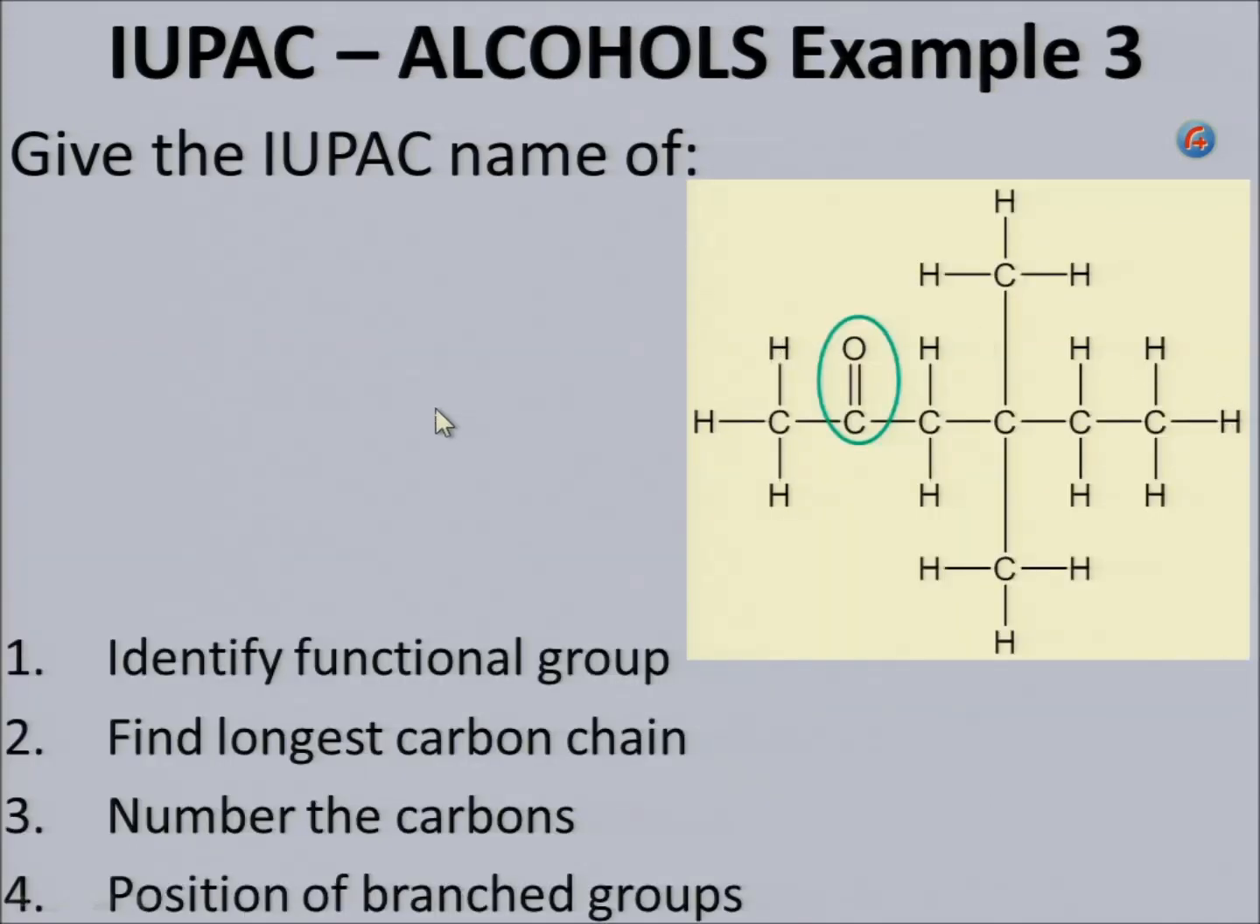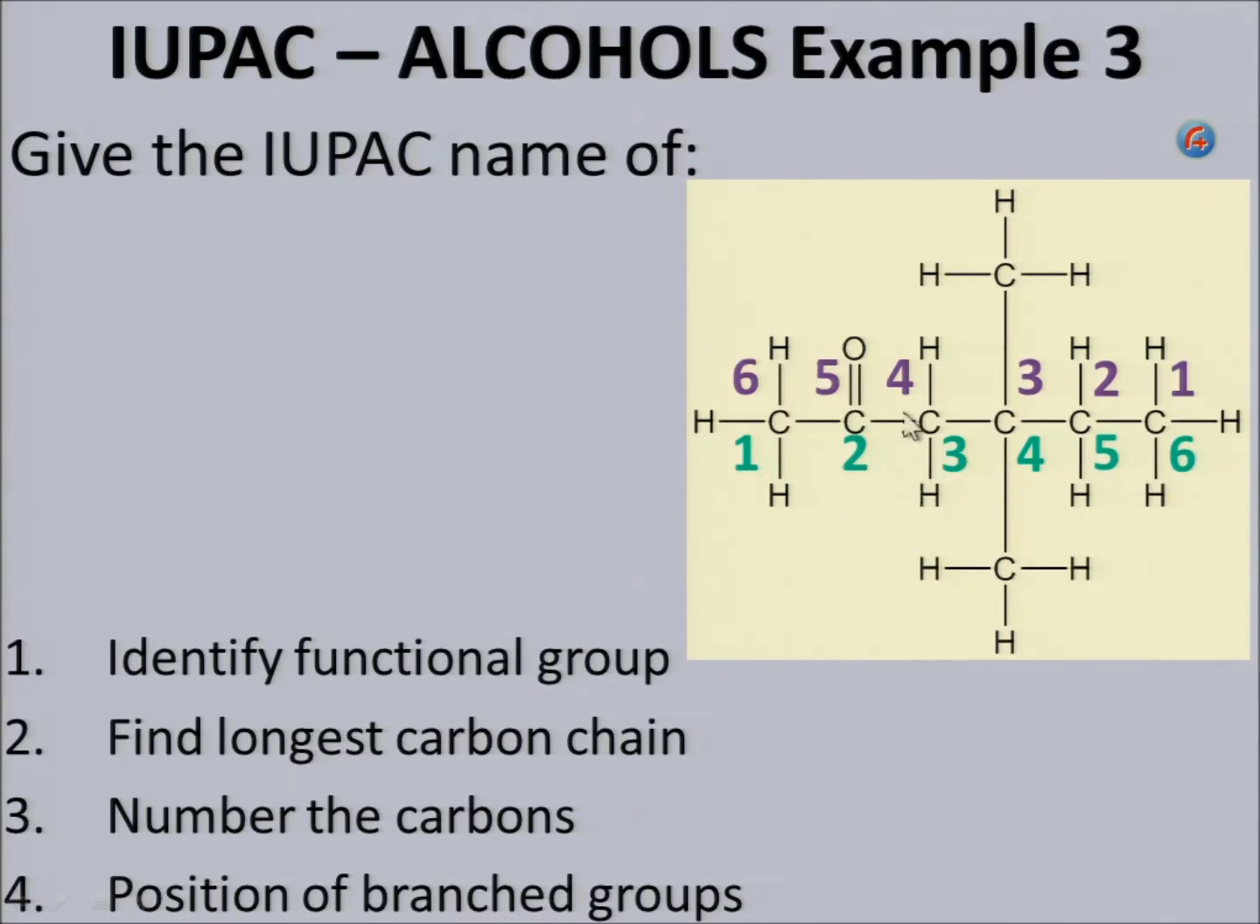So now for the name. The first step is to identify the functional group. You see a carbonyl group, and it's in the middle of the chain because it's between two carbons. Therefore, you know this is a ketone. Next step, find the longest carbon chain and number the carbons. So if you use the green numbers or the purple numbers.